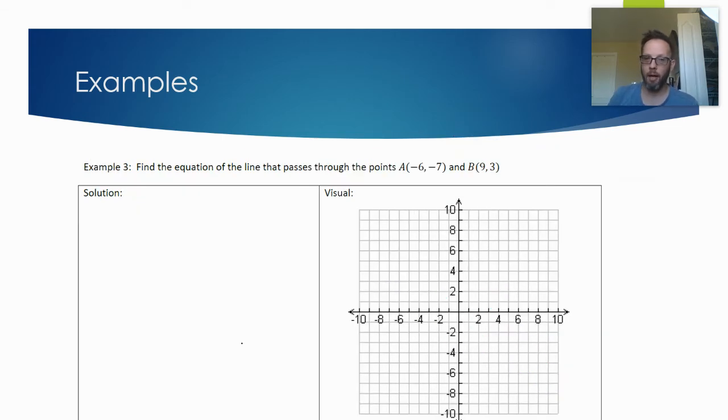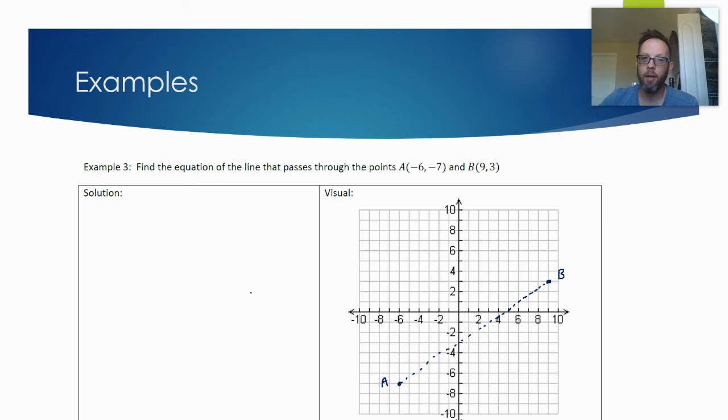So this one, in my opinion, is not probably as difficult as the previous one. So we have a line joining the points (-6, -7), so way down here, point A, and (9, 3), which is up here. Now, because I can't do a straight line with my PowerPoint program, I'm going to do just a rough dashed line. So we want to find the equation of that line. We don't know the slope, and it looks like our y-intercept could be somewhere around -3, maybe.